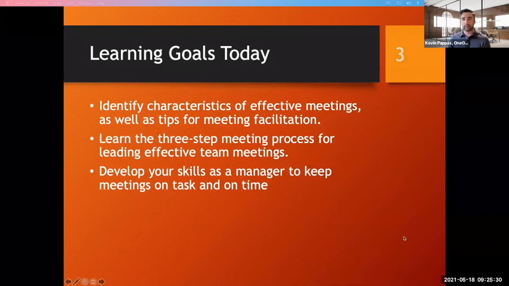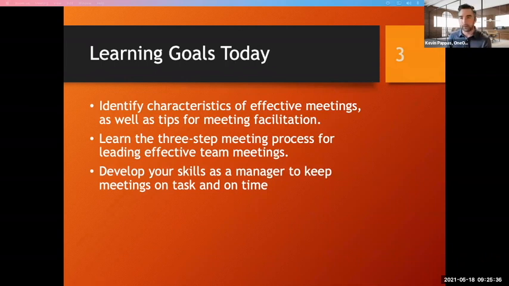So learning objectives for today, in addition to everything we just covered, we're going to talk about identifying the characteristics of effective meetings. What are they? What does it look like to have an effective meeting? As well as tips for meeting facilitation, as many of you are team leaders and will likely be leading your trainings or your team meetings. Learn the 3-step meeting process for leading effective team meetings. So like I said, the planning, the during, and then the evaluation. We're going to walk you through those 3 steps of how to do that.